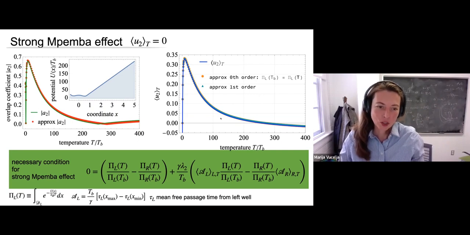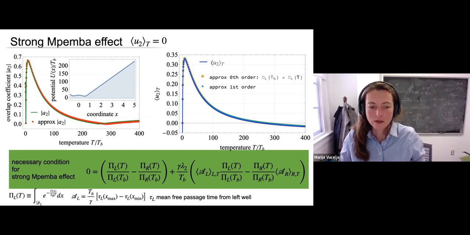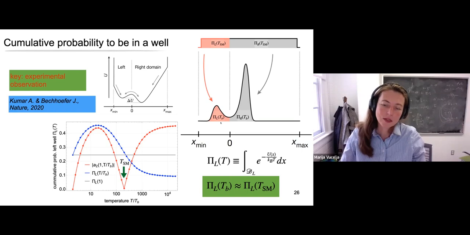I'm looking at the time, so let me just tell you that my students, Matt Walker and I, were able to compute that it is indeed so in this overdamped limit. The necessary condition for the strong Mpemba effect, at leading order, is exactly what John and Avinash said: when the cumulative probability to be in the left well initially is the same as that finally, so just the shape is different.